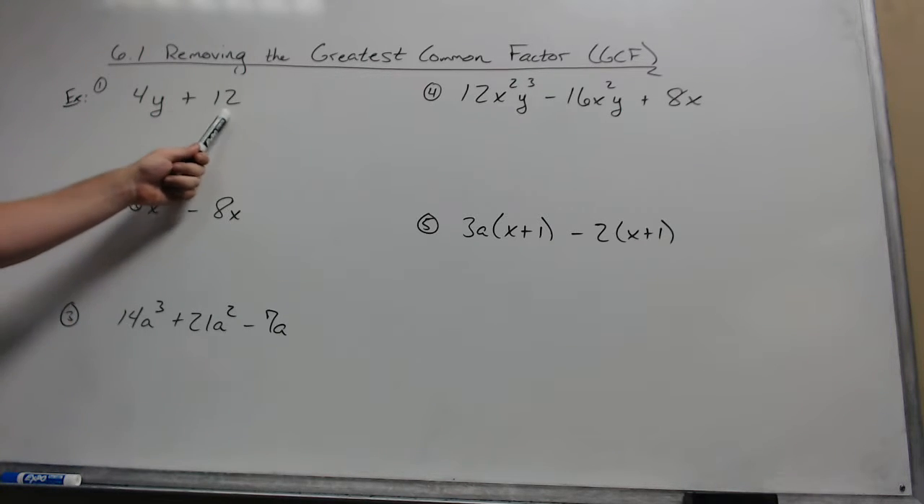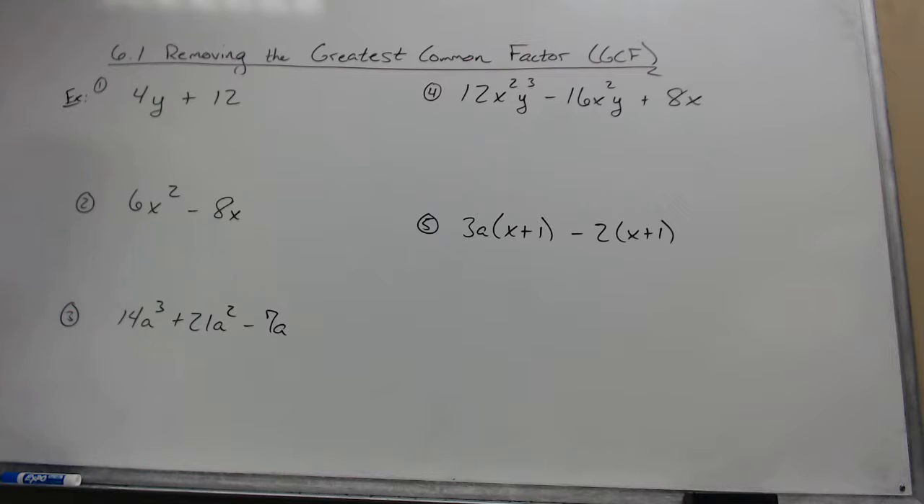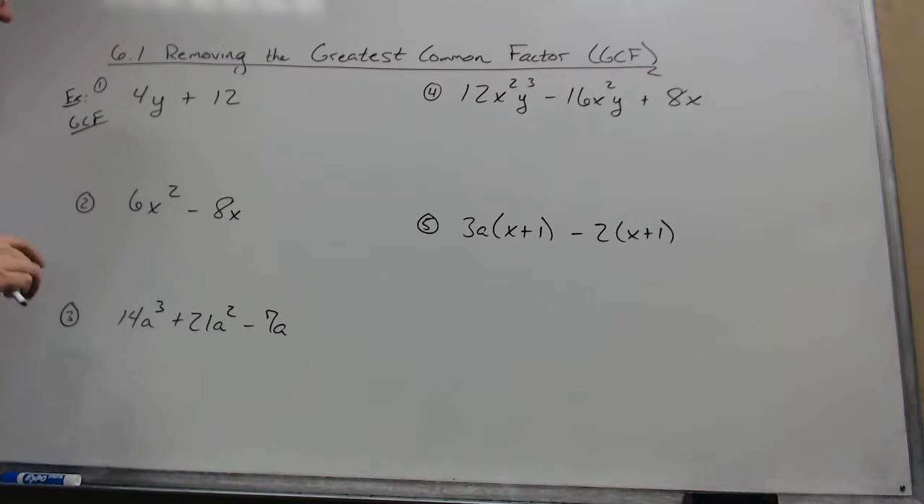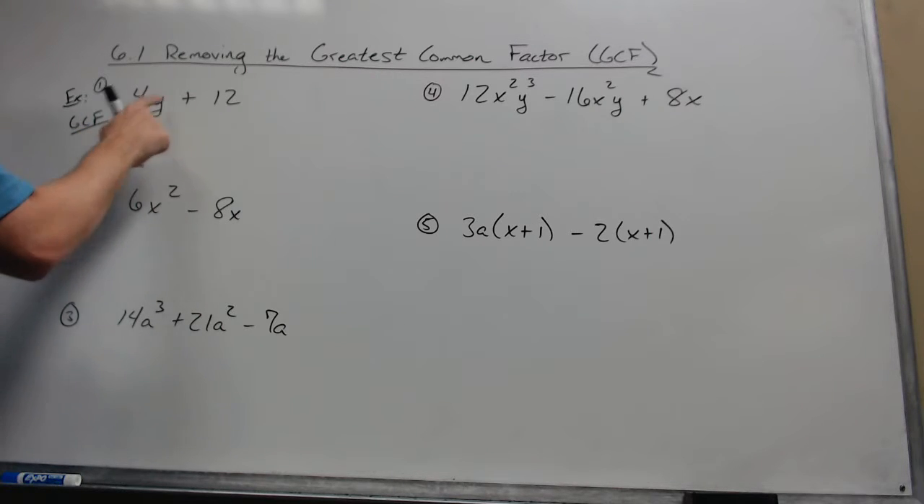If I'm looking at number 1, a pretty tame expression, hopefully you look at this and say 4 and 12, yeah, they have something in common. What are they both divisible by? We want to find out what that GCF is in every case. So between 4y and 12, the only thing that these share is a number, because this one doesn't have any y's in it. So their GCF is going to be 4. 4 divides into 4 and into 12.